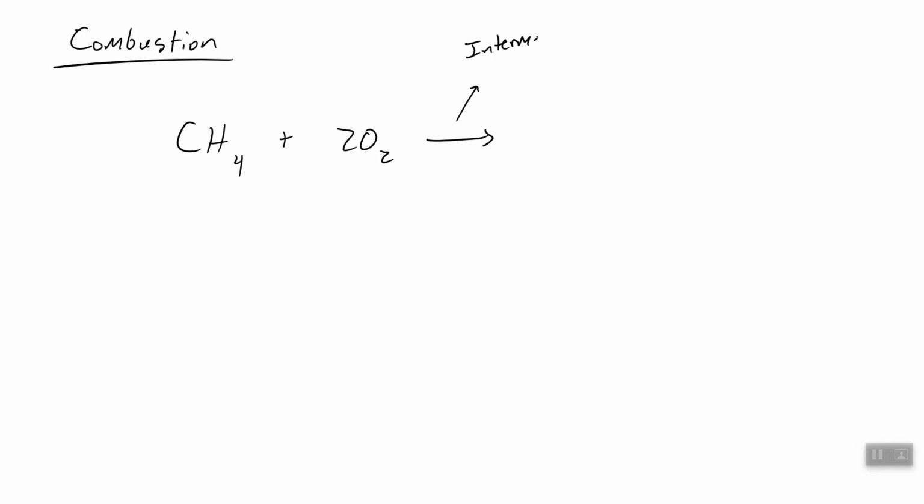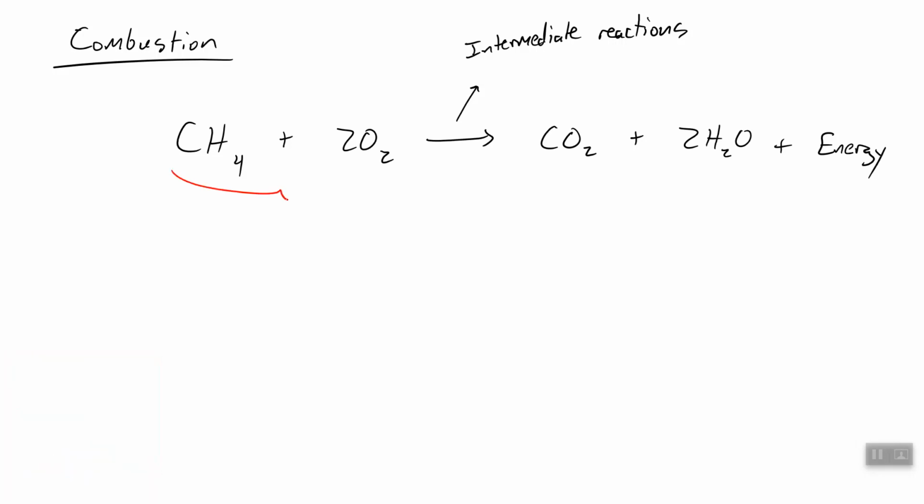But there are intermediate reactions occurring here. When you light a fire, you see there's a variety of colors. A lot of things are happening in that flame that are changing CH4 and oxygen into a variety of intermediate components. But eventually, once it's all said and done, you are left with carbon dioxide and 2 units of water plus some energy, right?